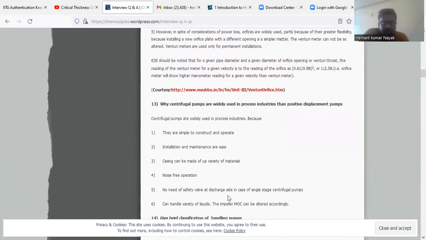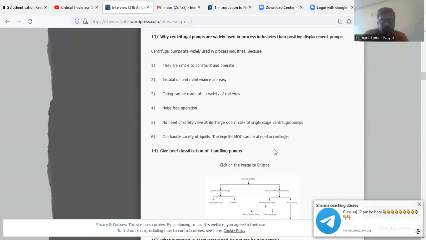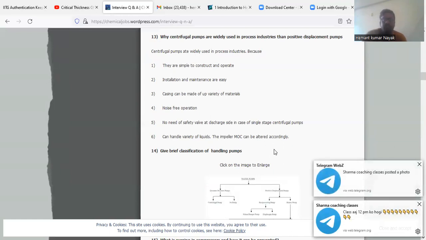And why are centrifugal pumps widely used in process industry rather than positive displacement pumps? We have centrifugal pumps and we have positive displacement pumps. Centrifugal pumps are widely used in process industries because they are simple to construct and operate. Installation and maintenance are easy. Casing can be made of a variety of materials.